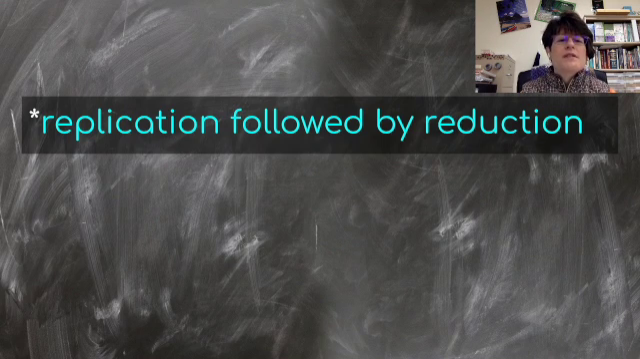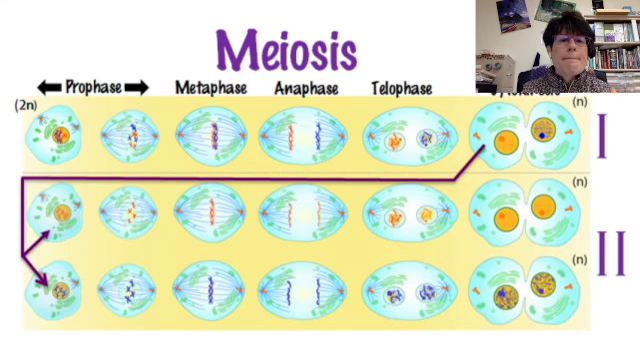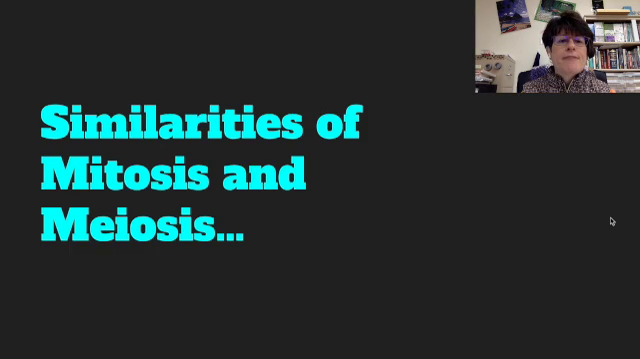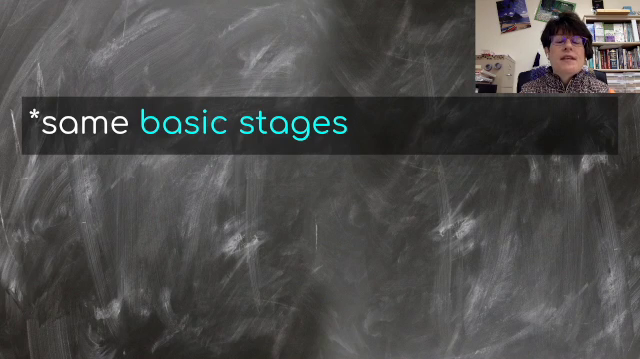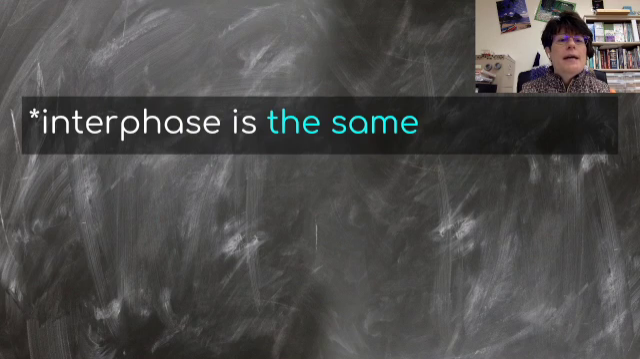And with meiosis, it's replication followed by reduction. So there are 2 steps, 2 cell divisions, not just one, as we can see. So replication, division, reduction. So there are some similarities between mitosis and meiosis. One is that they are both ways for cells to divide. They have the same basic stages. They're even named the same things. And interphase is the same. The stage in between is the same.